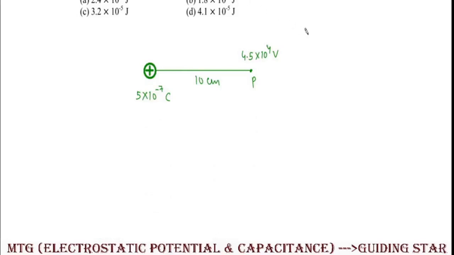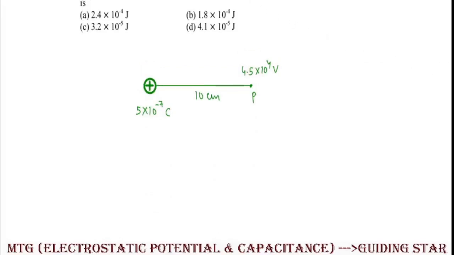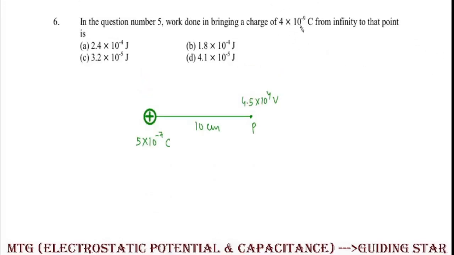And right now what it is saying is that another charge of 4 into 10 to the minus 9 coulomb, which is initially present at infinity. So suppose this is infinity, right now there is a charge 4 into 10 to the power minus 9 coulomb, and we want to bring it from infinity to this particular location. Clear? Then it is asking what is the work done.